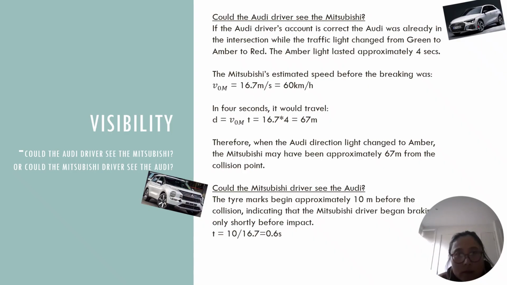If the Audi driver's account is correct, the Audi would already be inside the intersection when the traffic signal changed from green to amber and into red during the 4-second amber phase. The Mitsubishi traveling at 60 kilometers per hour would cover approximately 67 meters. The tire marks began only 10 meters before the collision, meaning that the Mitsubishi driver began braking approximately 0.6 seconds before impact.